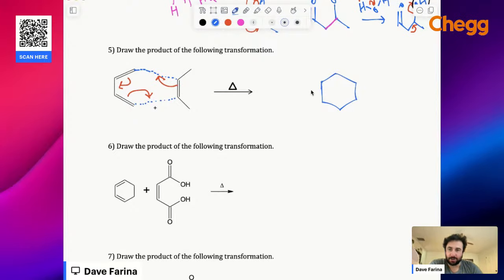So what are they attached to? Well, first of all, we got to get that pi bond in there, right? We got 2 new sigma bonds. That's this one and this one. But we have a new pi bond there too. Now, is there anything else?